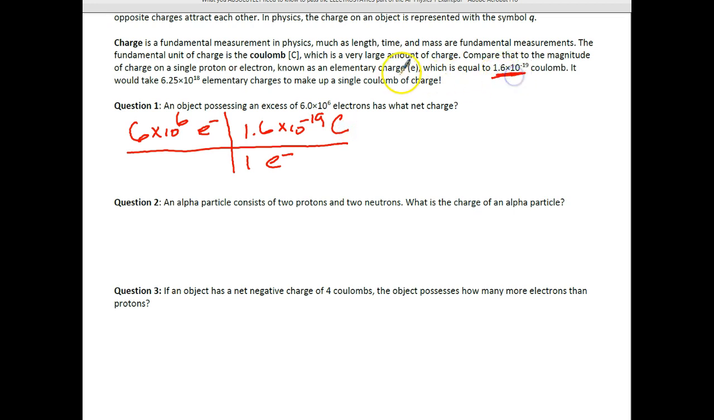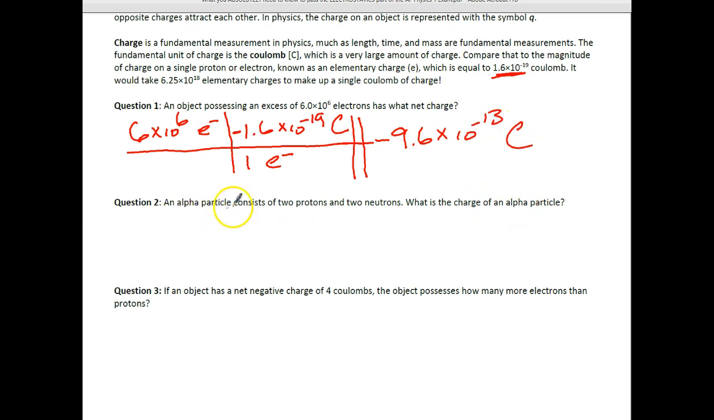So we said that the elementary charge E, so here's an electron, has a charge of 1.6 times 10 to the negative 19th. But we also said that an electron has a negative charge. At this point, we need to go ahead and do our math, and we end up with negative 9.6 times 10 to the negative 13th coulombs.